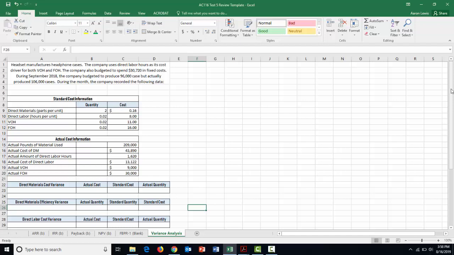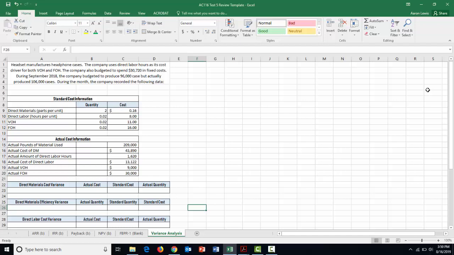We have our actual information down here, which is the actual pounds of material used of 209,000 pounds. The actual cost of direct materials was 43,890. The actual amount of direct labor hours is 1,620. The actual cost of direct labor was $13,122. The actual VOH was $9,000, and the actual FOH was $30,000.